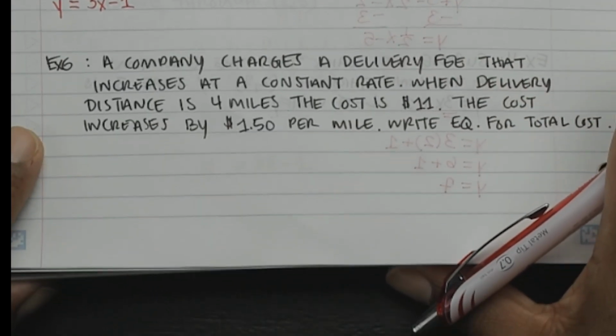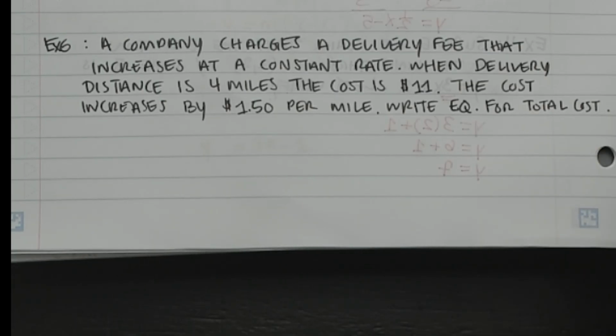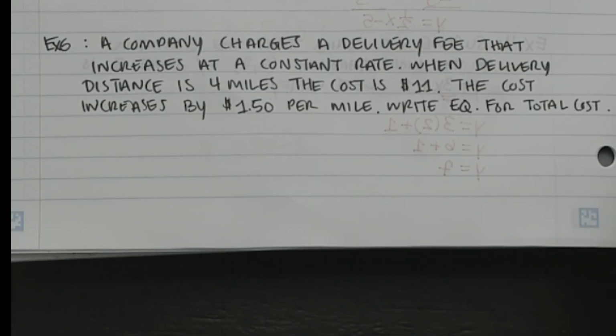Example number 6. A company charges a delivery fee that increases at a constant rate. When delivery distance is 4 miles, the cost is a flat rate of $11. The cost increases by $1.50 per mile after every other mile. Write an equation of a line for the total cost.